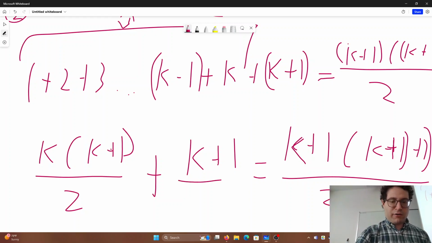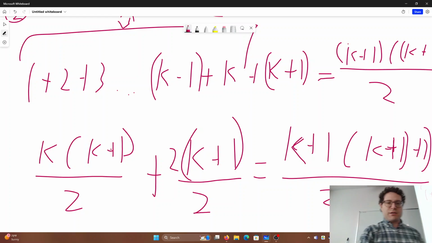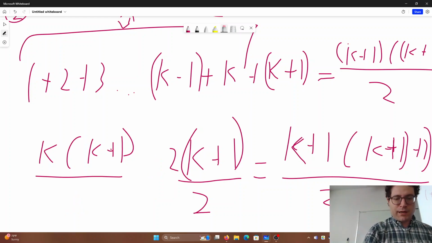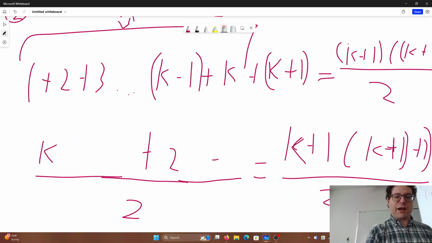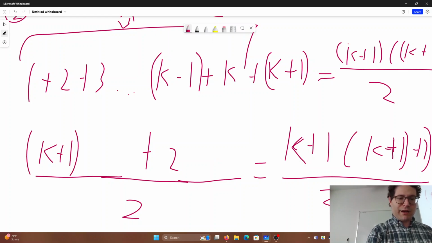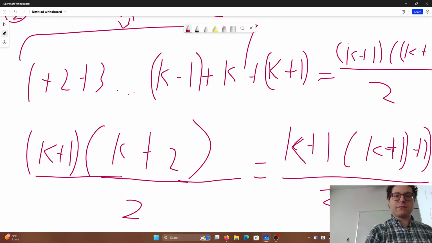Not too bad. We are going to simply multiply by a fancy version of 1, 2 over 2, which allows us to simplify this. Since now they both have the denominator 2, we can just write it like that. And now the trickiest part is that we are going to extract this k plus 1 as a common factor. So that would be k plus 1 as a common factor times k plus 2, right?